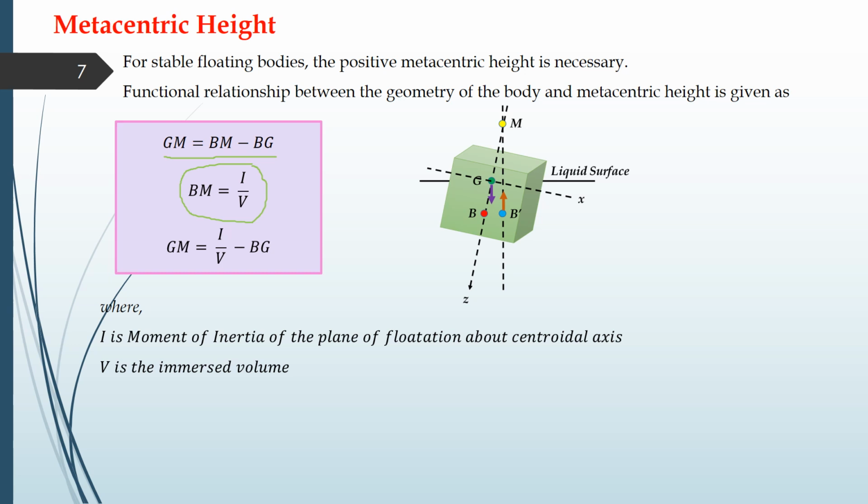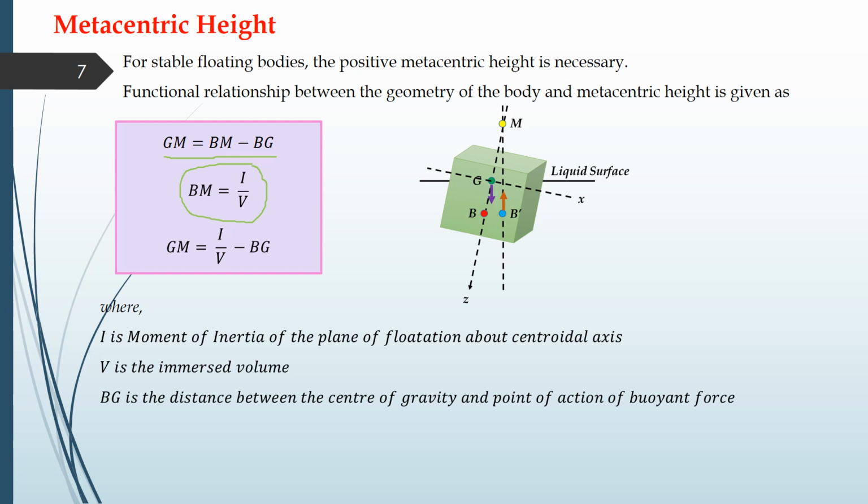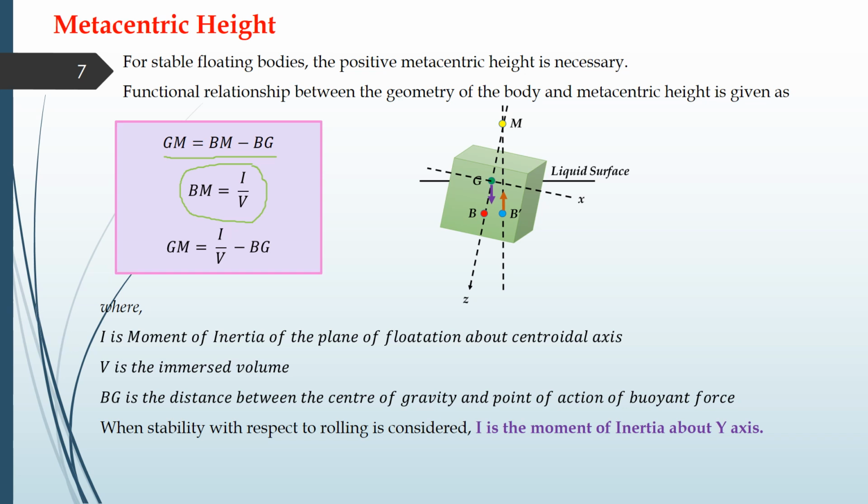Immersed volume means the volume of the body which is in the liquid, and BG is the distance between the center of gravity and the point of action of the buoyant force. So you can appreciate these points B, G, and M. So GM is equal to I by V minus BG. In order to find out the metacentric height, you have to use simply this formula, although there is a complete derivation for finding out this metacentric height, which we are not discussing in this video. So you can find out this GM by using this formula.